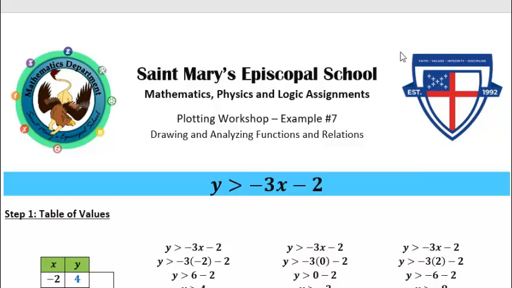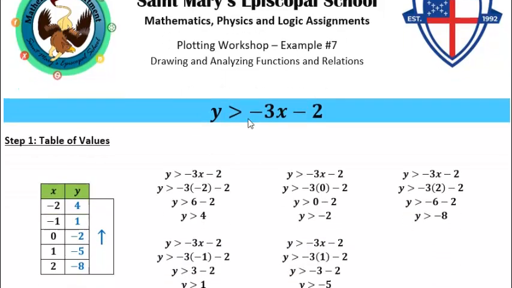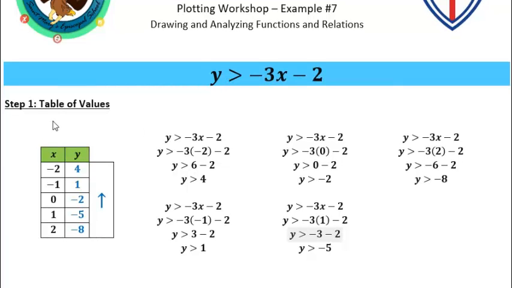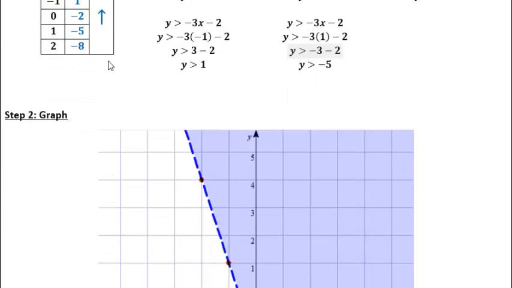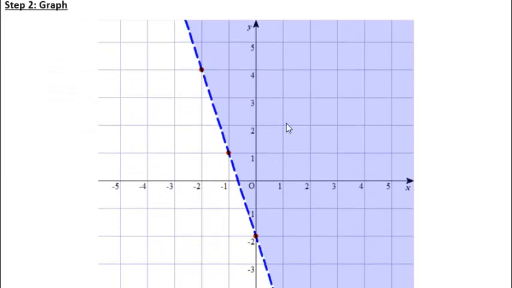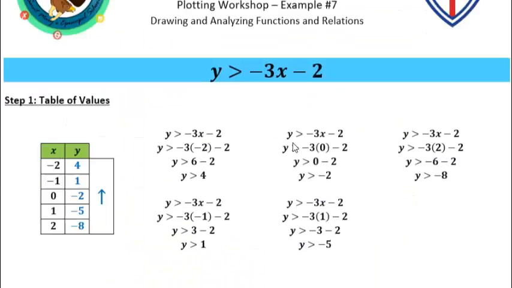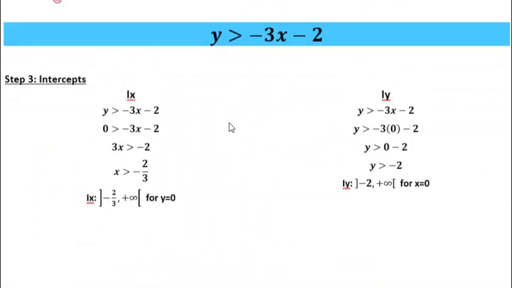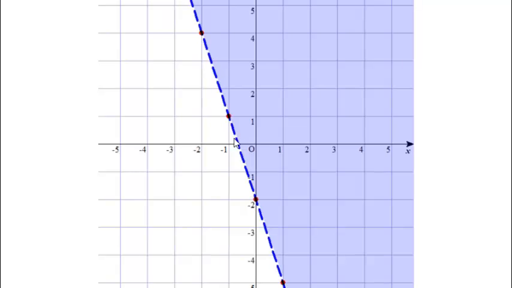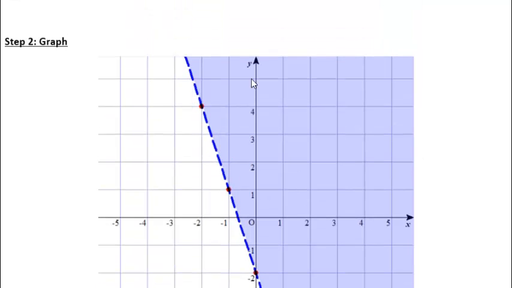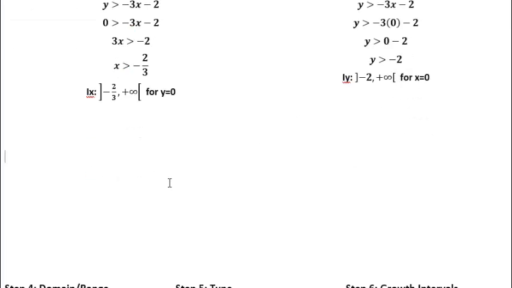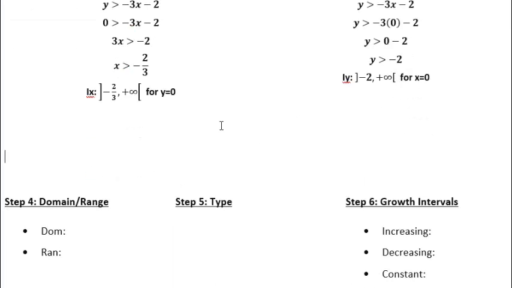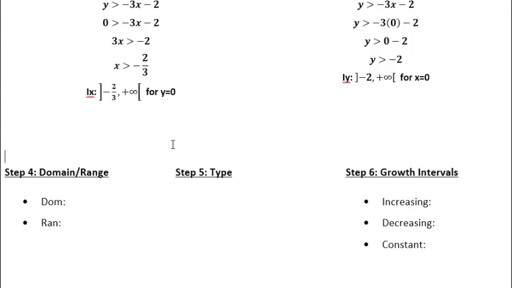Okay, we're solving exercises from the planning workshop, and we were dealing with a linear inequality. We already found the table of values for step 1, and then with that table of values we did a graph in step 2 of the linear inequality. Then we found the intercepts, like in which places the graph crosses the x-axis and the y-axis. And now we're going to work with the other steps, which are basically the domain, the range, the type of graph that we have, and the growth intervals.